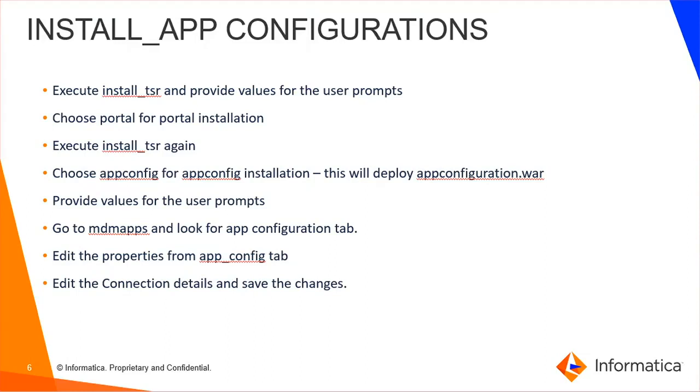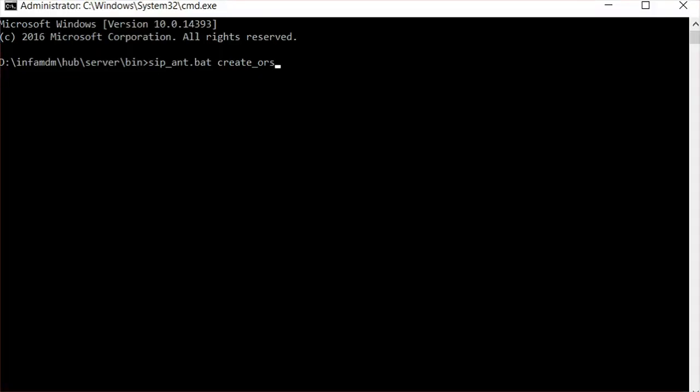Now we will see the quick demo of what we have discussed so far. So let's get started. Now we will be starting by creating a new empty ORS by running the create ORS script from info-mdm hub server bin location. So let's start.